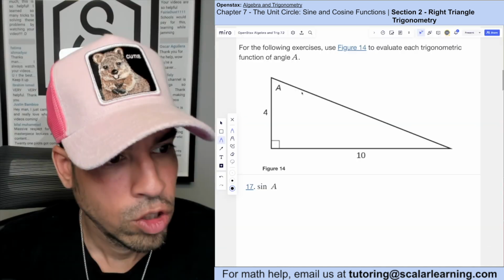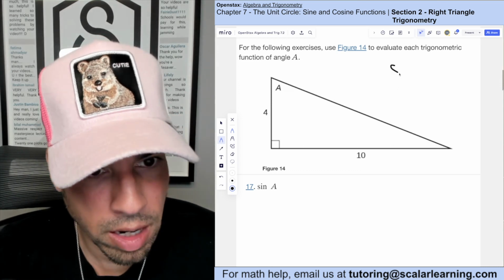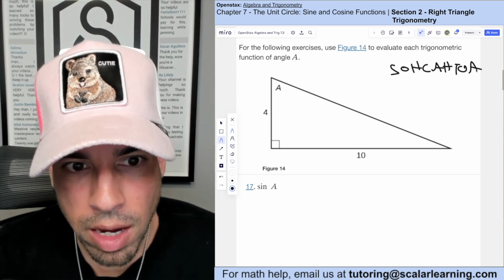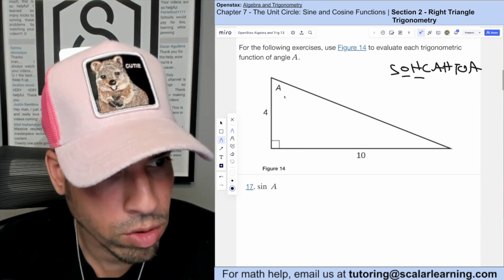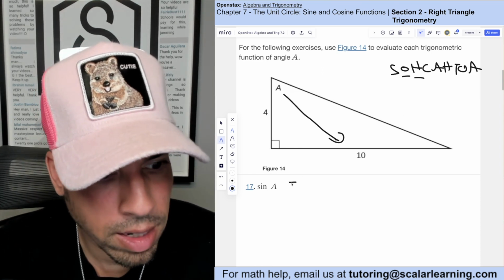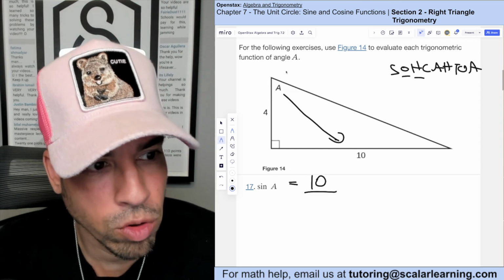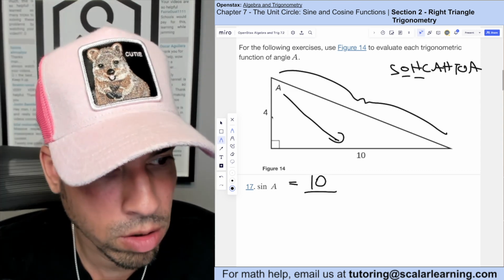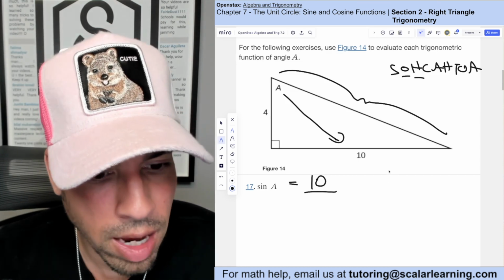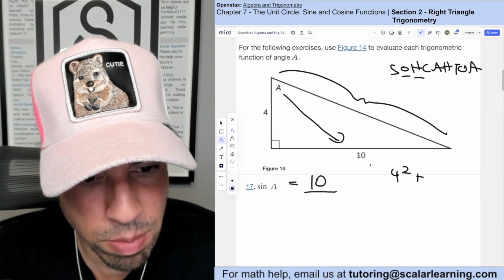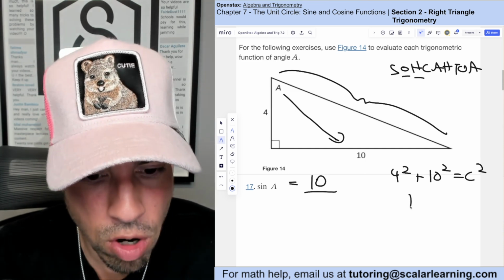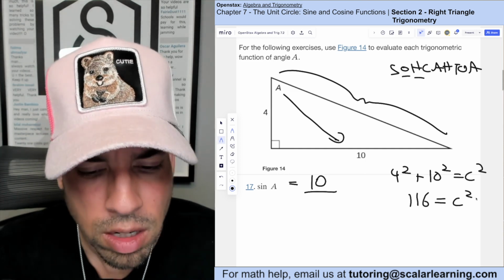Boom, done. So for this one, we want sine of A, and going back to SOHCAHTOA, sine of A is opposite over hypotenuse. So what's opposite A? That is 10. And what's the hypotenuse? Actually, we don't know what the hypotenuse is. So we can calculate that using Pythagorean's theorem. So what I have is A, which is 4, so 4 squared, plus B, which is 10, so 10 squared equals C squared. So that's 16 plus 100, that's 116 equals C squared.